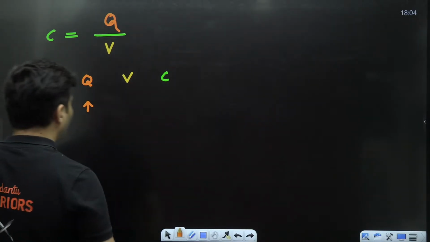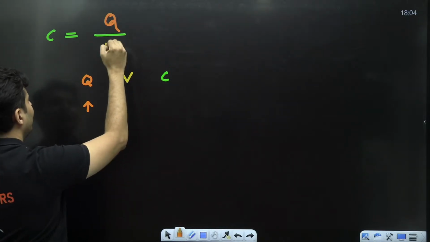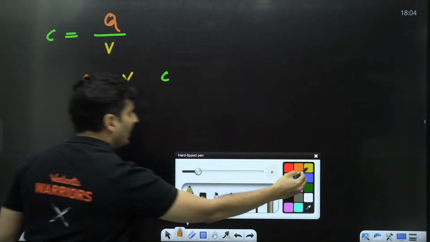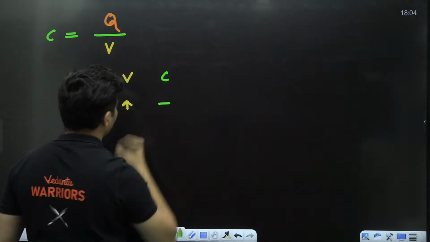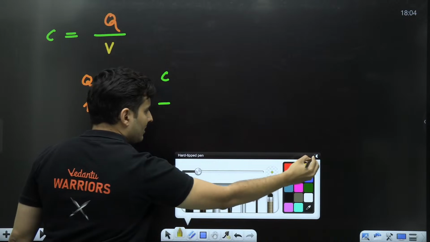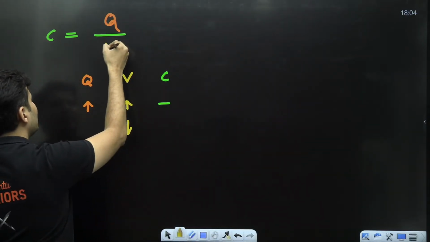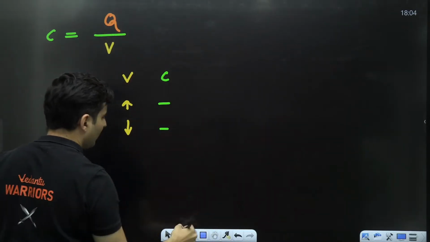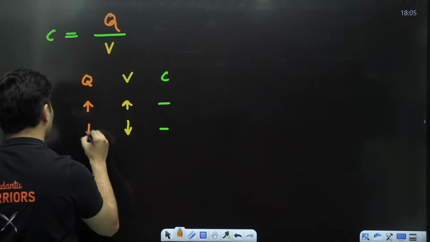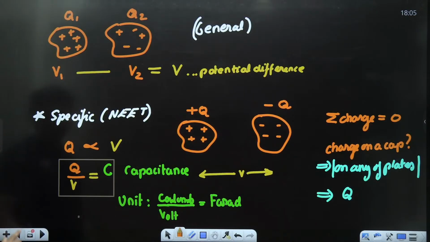Nothing. It will not change. In fact, if charge increases, the numerator increases, so voltage will also increase. Nothing will happen to the capacitance. In fact, if somebody decides to reduce the voltage, the numerator will also decrease, but nothing will happen to the capacitance. You will see the charge will reduce. This is what is explained over here.